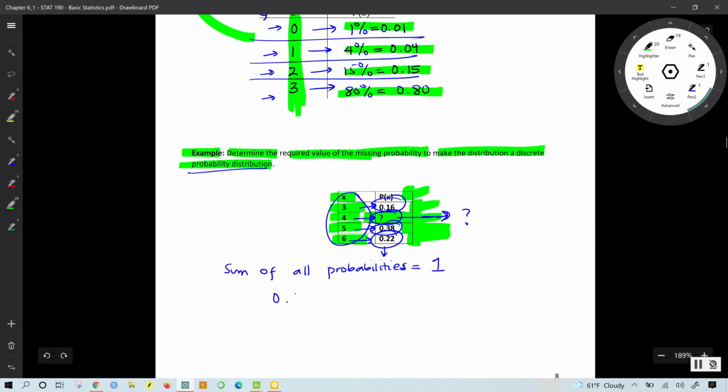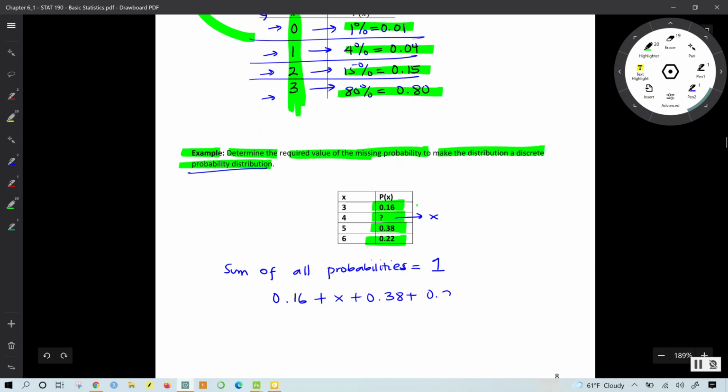So looking back at my table here, I should have 0.16 plus question mark, the unknown. Let me call that x as a placeholder, plus 0.38 plus 0.22 plus 0.38 plus 0.22. This must be equal to 1.